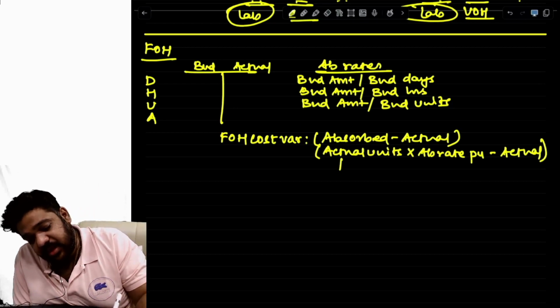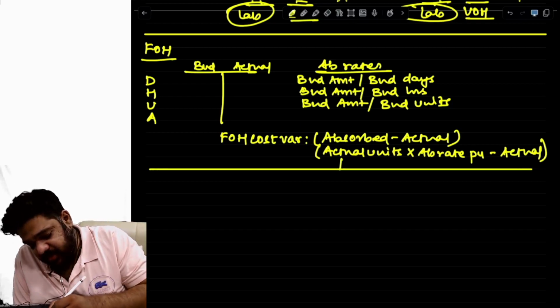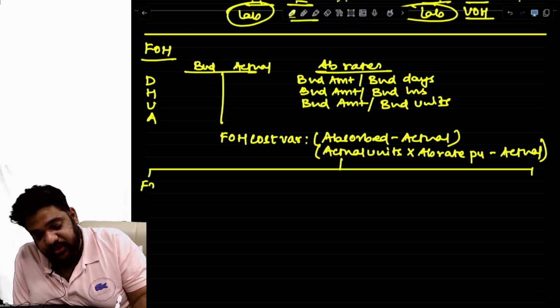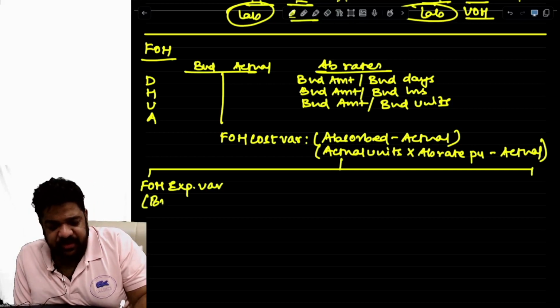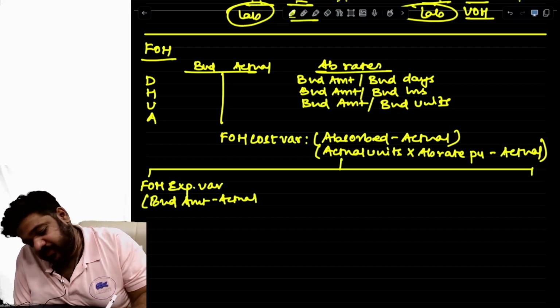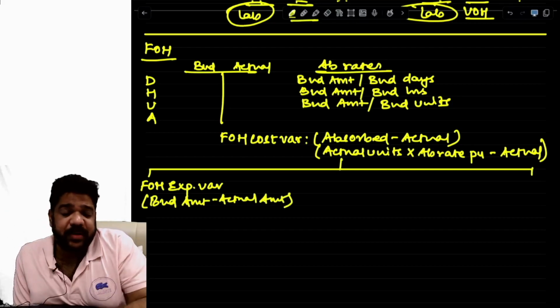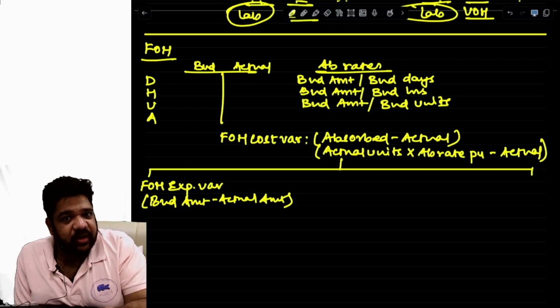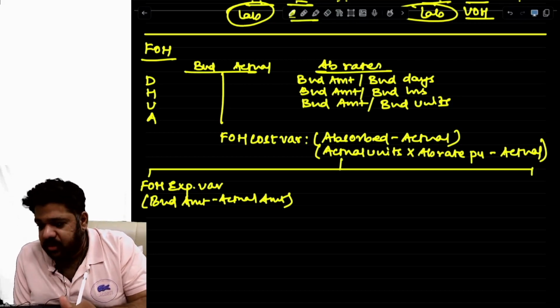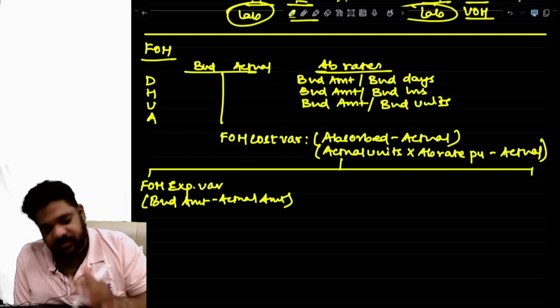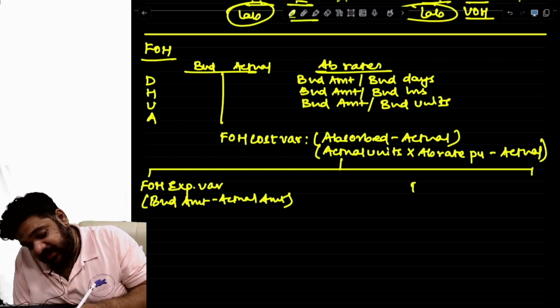Then the fixed overhead expenditure variance. The fixed overhead expenditure variance is basically the budgeted amount minus the actual amount. You spend actually more, oh, adverse. You spend actually less, favorable. Keep it in mind. Okay. Spend more, spend less. Then the fixed overhead volume variance.